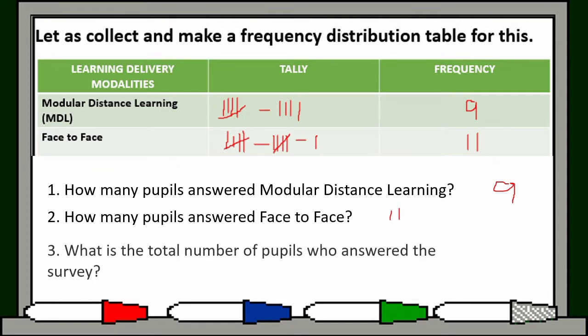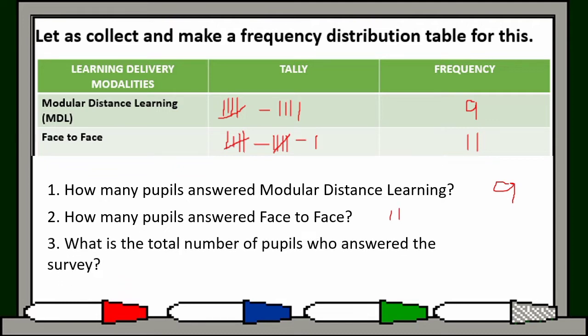And for our question number 3, what is the total number of pupils who answered the survey? So what you are going to do here is you will add the number of pupils who chose modular distance learning plus the number of pupils who chose face-to-face. So 9 plus 11 is 20. So the answer for the question number 3 is 20.